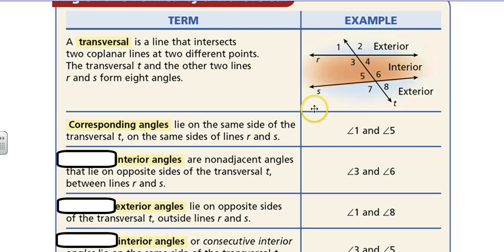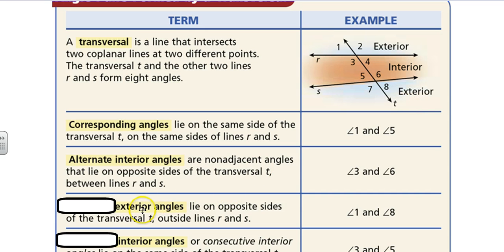So these two coplanar lines, R and S, form like a sandwich, don't they? They're like the bread in a sandwich. Inside the sandwich, we have these 4 angles. They're called the interior angles. And then outside the bun, out here, we have these 4 exterior angles. So 3 and 6 are considered, since they're not on the same side of the transversal, they're on the alternate sides. They're called alternate interior angles.